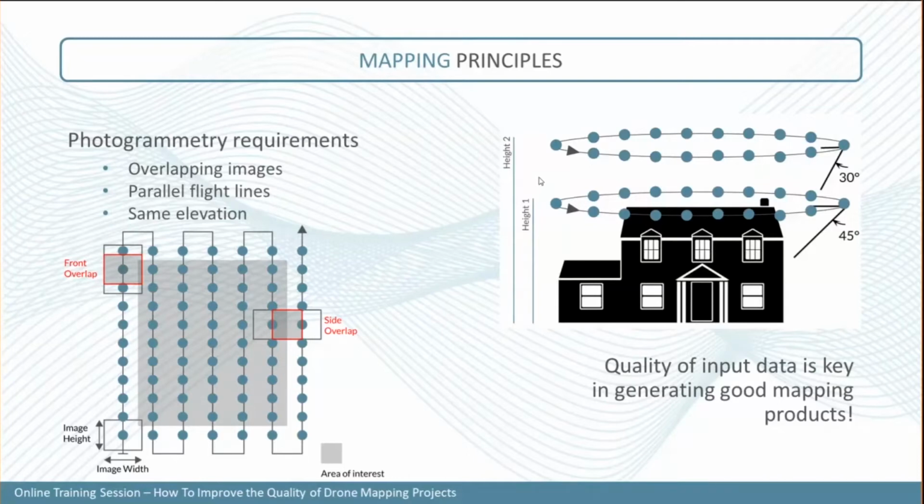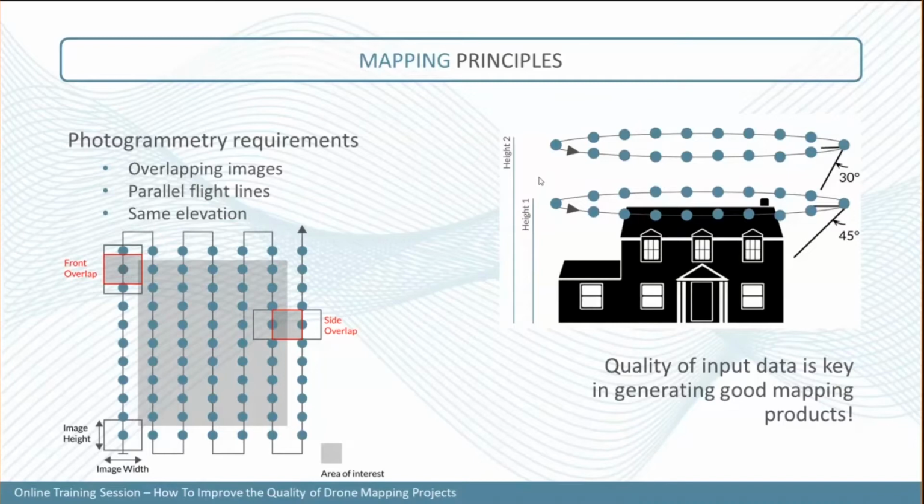Another thing that's important is to have parallel flight lines. When you're planning your mission, you can use a mission planner in order to have parallel flight lines. This way you'll make sure that the overlap is consistent throughout the whole project, and you should not have any issue during the aerial triangulation of the project.